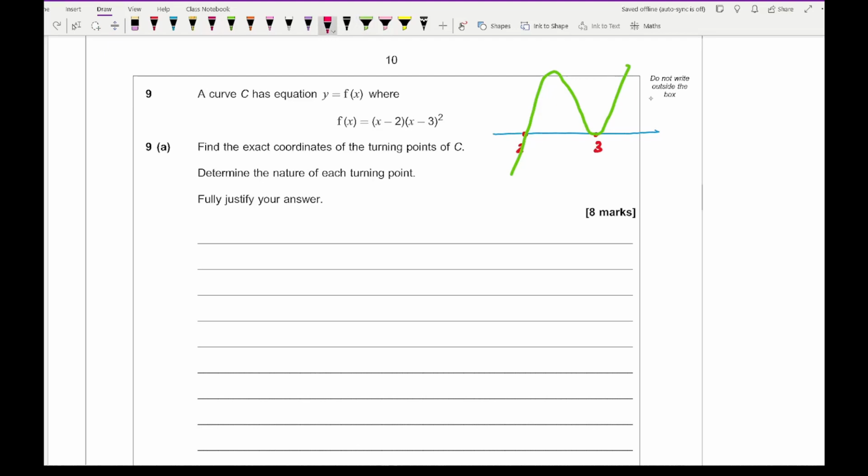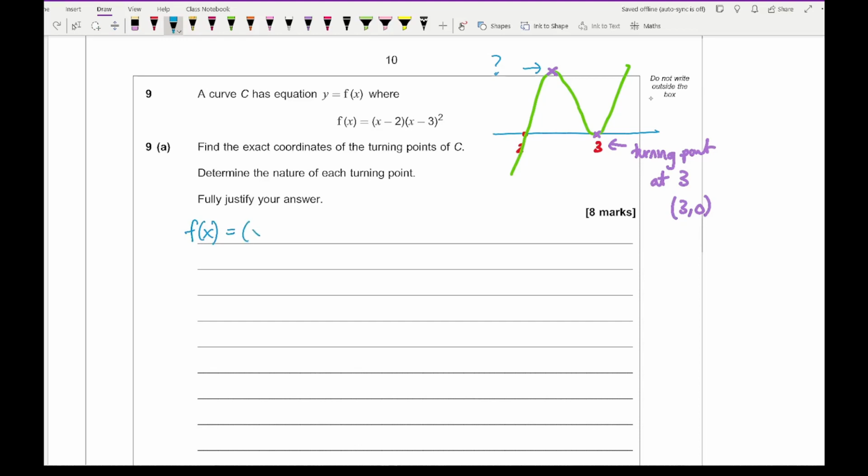Now, the turning points are this point here and this point here. So we know that we've got a turning point at 3, and so the coordinate then is going to be 3, 0. So this one here is the one that I need to find. So first things first, I'll start by writing the equation out.